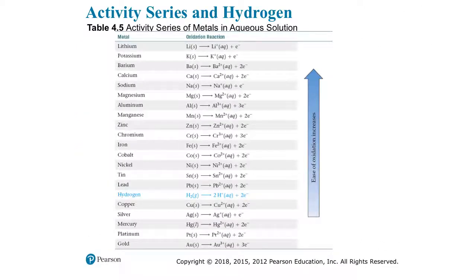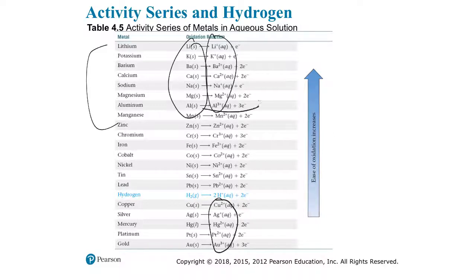Our activity series is showing us the relative reactivity trends, that the metals towards the top of the chart are more reactive, more likely to undergo oxidation and exist as their cations in solution. And if we were to mix these metals with these cations below, then what's going to happen is the metals are going to give their electrons off to these cations to go back to their neutral charge state.